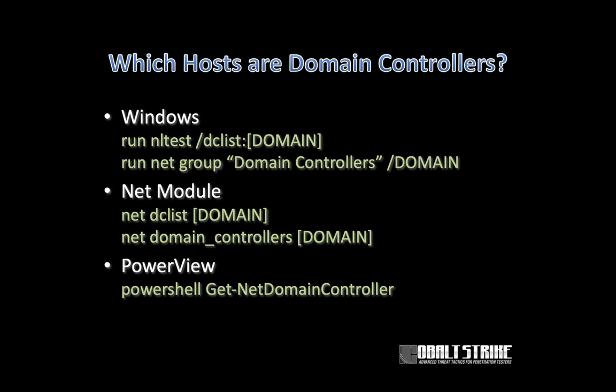For example, if my DC is called DC, the computer account name for it will be DC$. It is very easy to turn a computer account name into a host name, and that's why querying this group works so well for reconnaissance and discovery. With Beacon's net module, you can do net dclist with the domain name, or you can use net domain_controllers to query the domain controllers group on the domain controller for that domain. Within PowerView, you can use the Get-NetDomainController cmdlet.